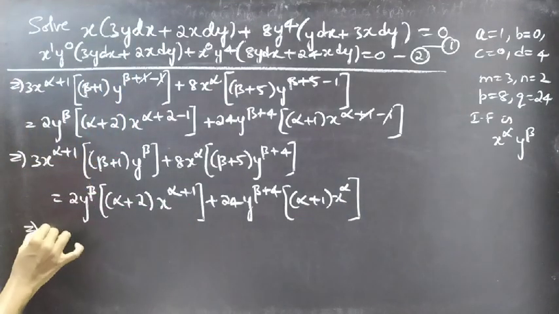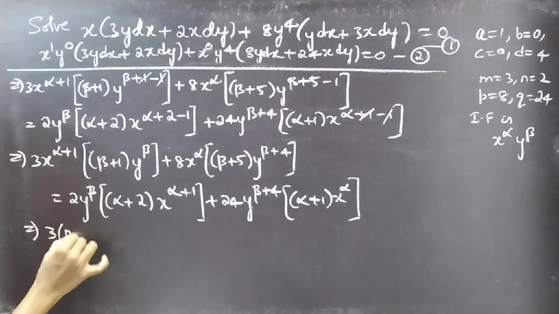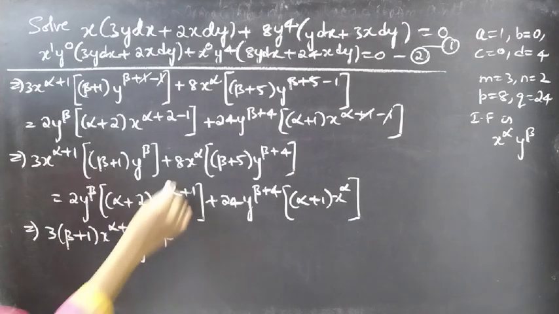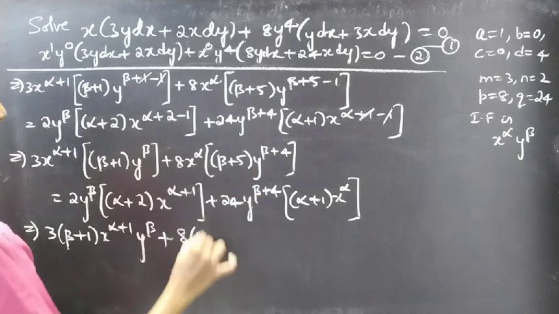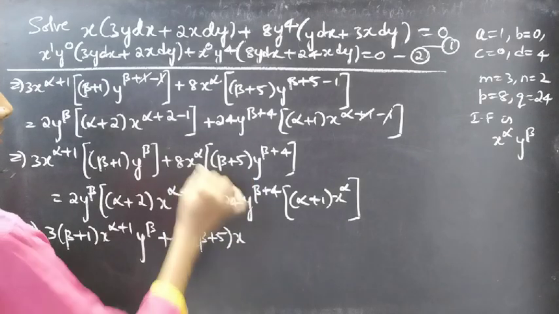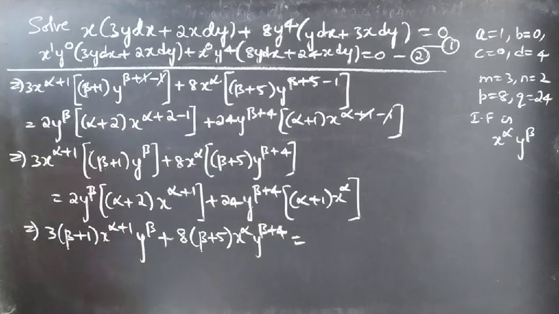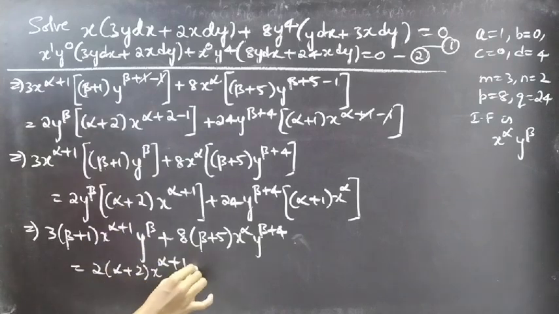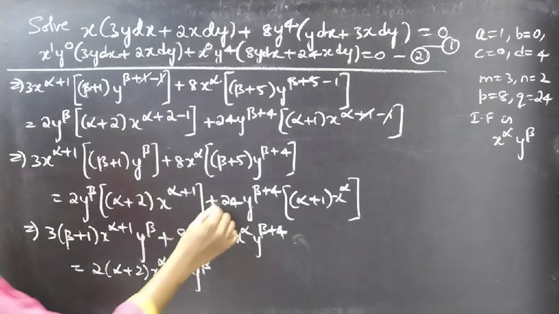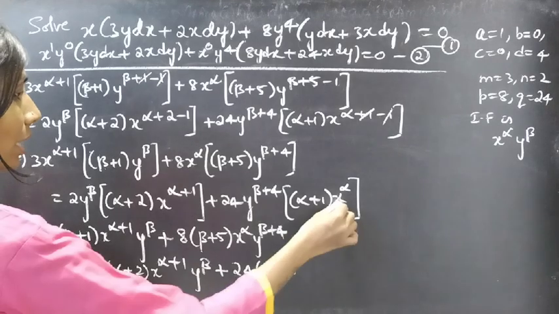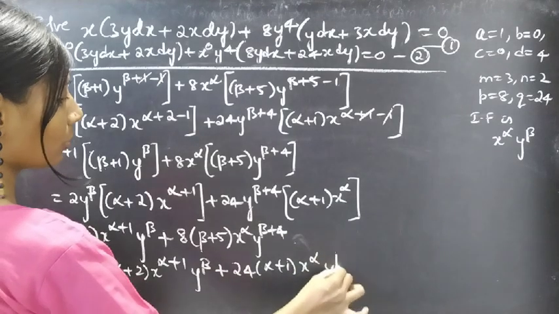You can write this as 3(β+1) x^(α+1) y^β plus 8(β+5) x^α y^(β+4) equal to 2(α+2) x^(α+1) y^β plus 24(α+1) x^α y^(β+4).